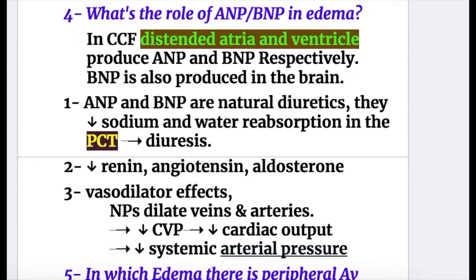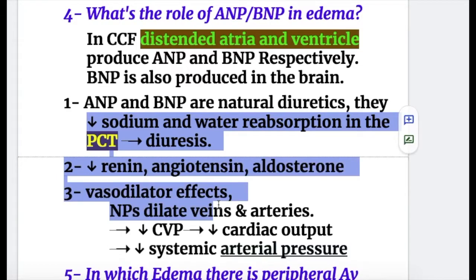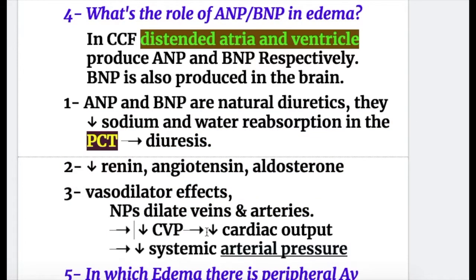In CCF, distended atria and ventricles of the heart produce ANP and BNP respectively. ANP and BNP are natural diuretics, and they decrease sodium and water reabsorption in the proximal tubule. Number 2, they decrease renin, angiotensin, and aldosterone production, and number 3, they are arterial and venodilators. So venous vasodilatation causes decreased CVP and decreased cardiac output, and arterial dilatation causes decreased systemic arterial pressure.